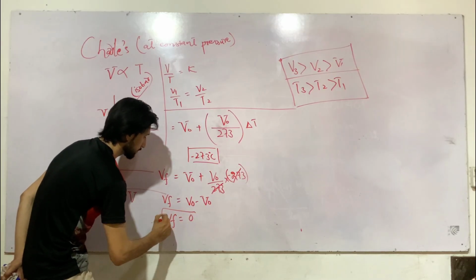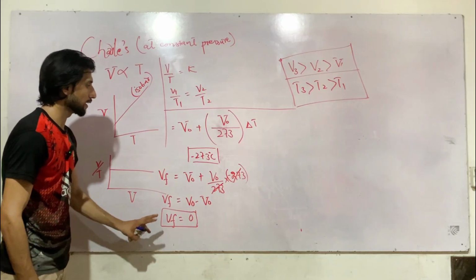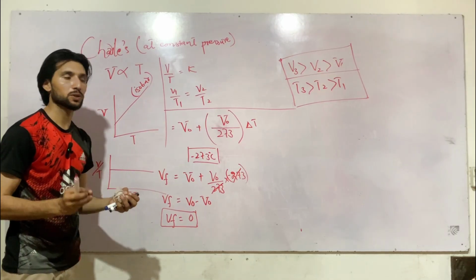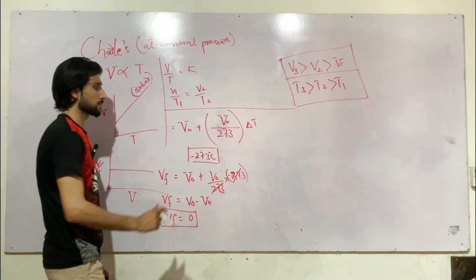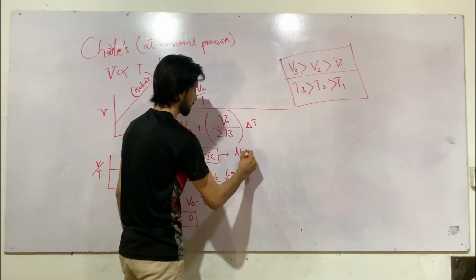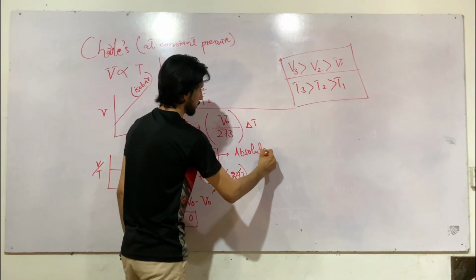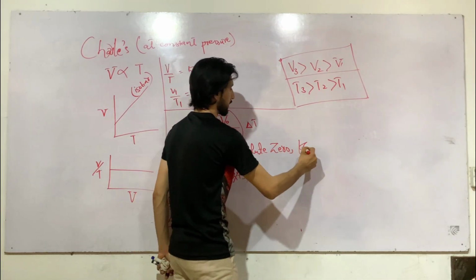would become 0. So at minus 273 degrees, I will have no volume whatsoever of a gas. And this temperature, minus 273 degrees Celsius, I call absolute zero. Absolute zero is the zero of the Kelvin scale.